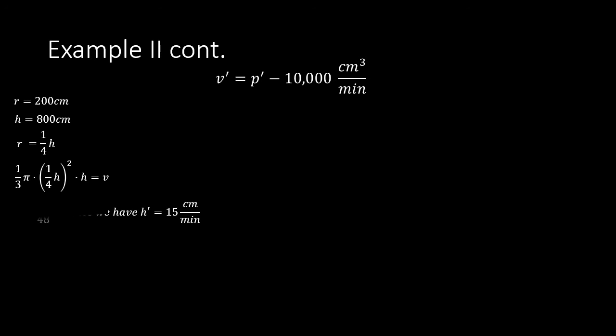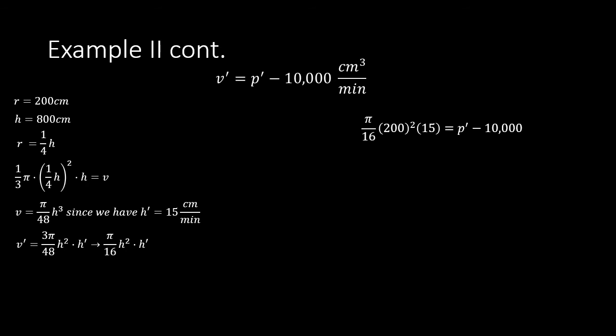So then the question is asked, why exactly do we plug in for h instead of r? Well, since we have h prime as 15 centimeters a minute, we need to get everything in terms of h in order to plug in h prime when we take our derivative. So first of all, we need to simplify the V expression as pi over 48 h cubed. And then we need to take the derivative in order to bring about h prime. So if we take the derivative of pi over 48 h cubed, we get 3 pi over 48 h squared times h prime, which simplifies to pi over 16 h squared times h prime.